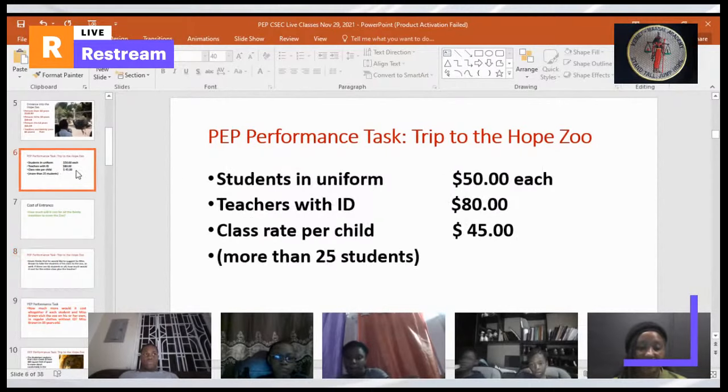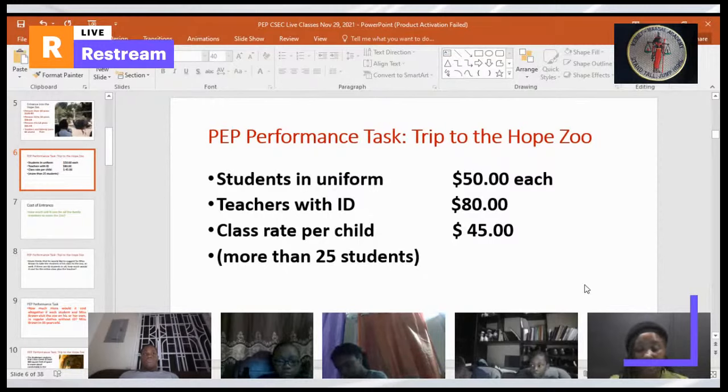All right, so there's the cost. Students in uniform, once you're in your uniform, you pay $50 for each student. If you're a teacher and you have your ID, you pay $80. If it's 25 or more students, each of them pays $45.